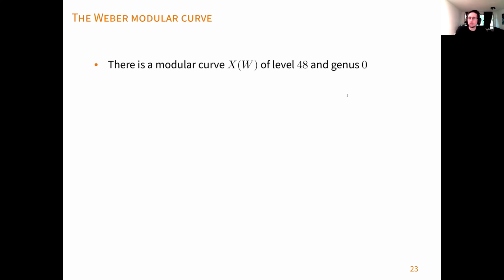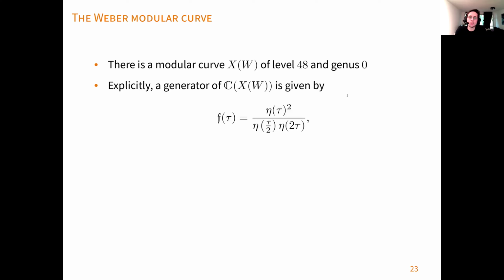And this will be a bit less precise because going into details of how this is defined is mostly just technical. But what it comes down to is we have a modular curve of level 48 and genus 0. And in terms of the function field, we can give this quite explicitly by saying a generator of its function field is just given by the so-called Weber function, f of tau, which can be defined, for example, by taking eta tau squared divided by eta of tau halves times eta 2 tau.